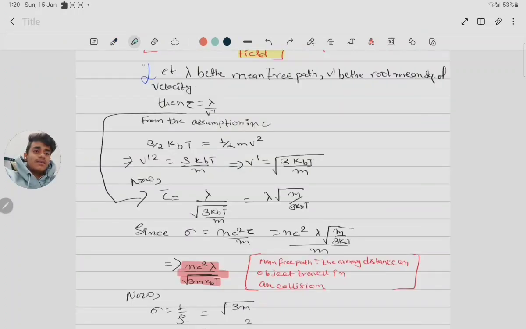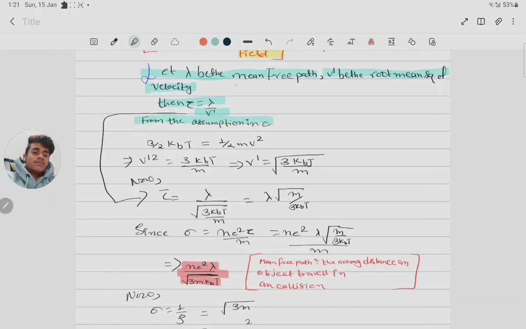Let lambda be the mean free path, and let b dash be the root mean square velocity. Then we get another formula for tau. Tau equals lambda upon b dash. This is another relation.